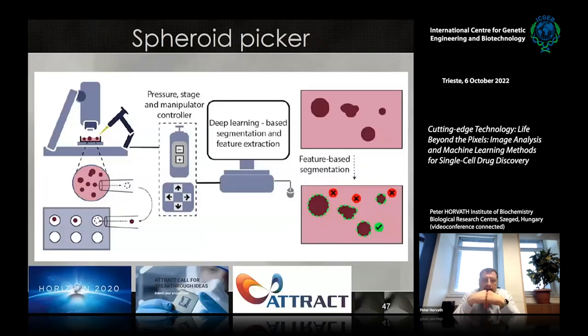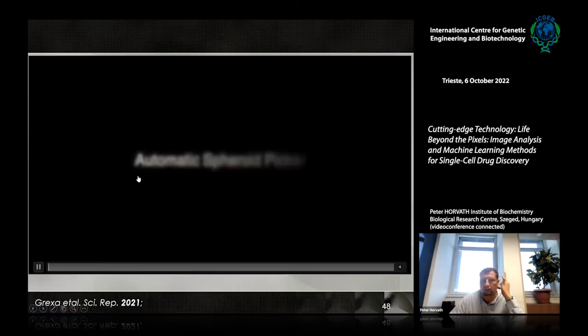And here comes the next and probably largest challenge: spheroids are very heterogeneous in size, in form, and so on. But if you want to do screening, you need to have them very homogeneous. So we built a small robot we call the spheroid picker. You can put a lot of spheroids in, it screens them, and with deep learning it finds the spheroids and decides which ones are appropriate. Then a small micropipette goes there, picks the spheroid, and puts it into the target plate, which is usually a drug plate. Let me quickly show you a video about it.